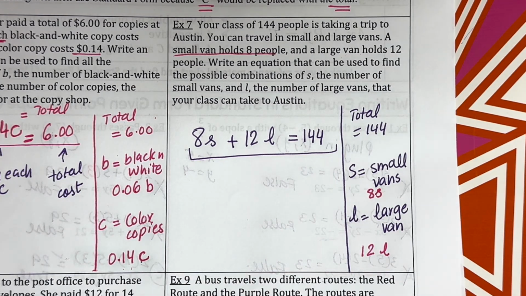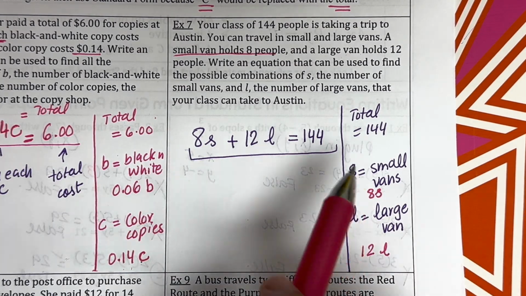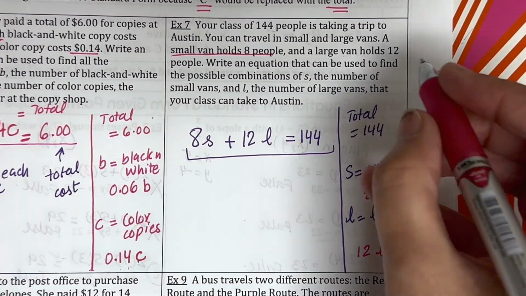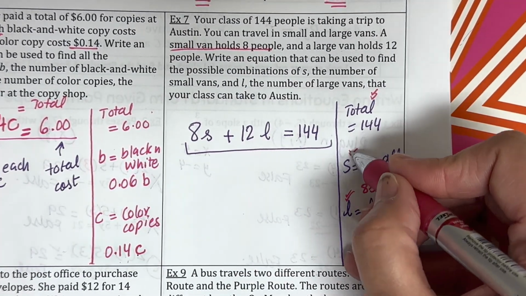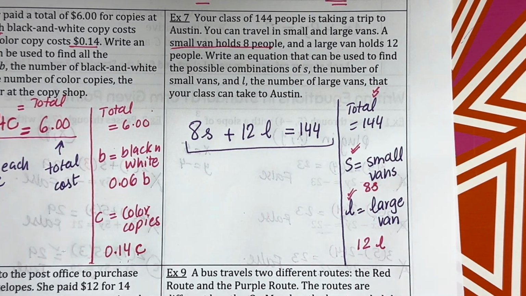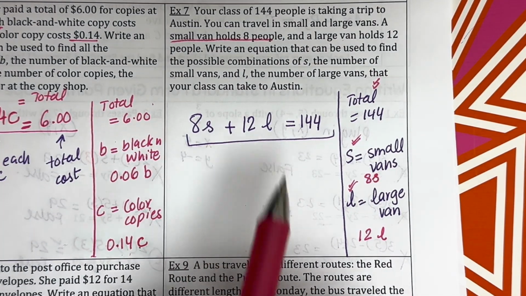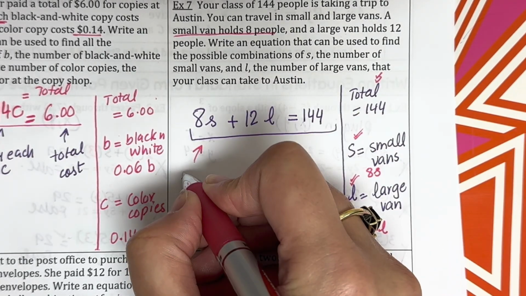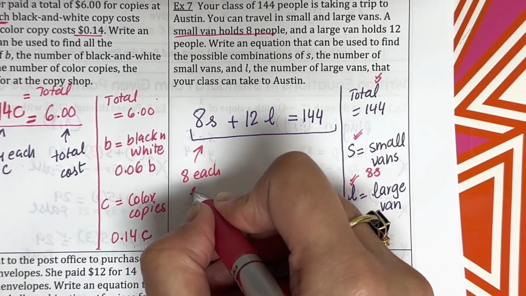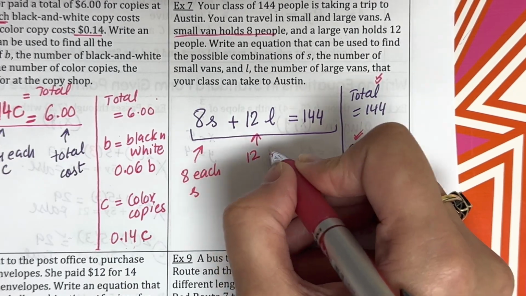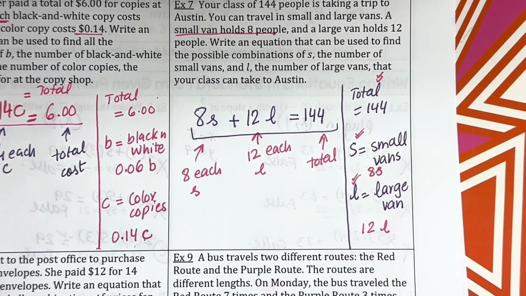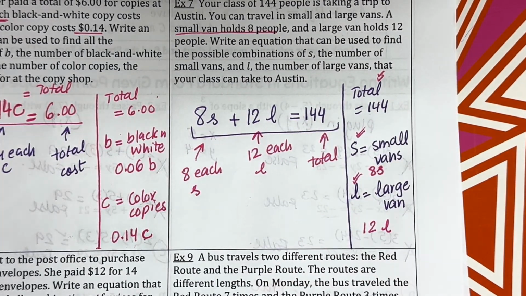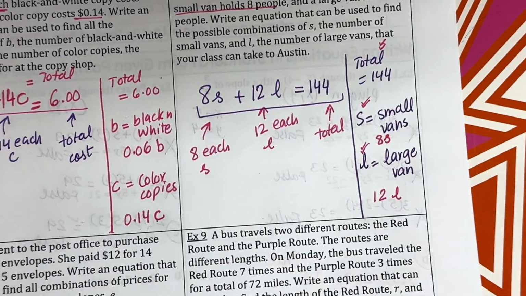How do I know that I have to write the equation in standard form? Because I had a total. That's your first clue. I had a total, and then I have 2 variables that I have to write the equation for. That's my clue that I'm writing in standard form. If I have to describe this, this means 8 each S. This means 12 each L, and this is your total. All right, now go ahead, pause over here, and finish the rest of the question on your own.